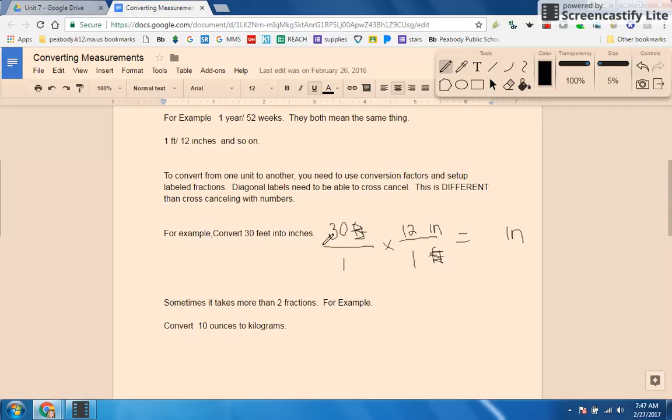Now we just multiply fractions like you normally would. Numerator times numerator, denominator times denominator. So 3 times 12 is 36, and then I'll put a 0 at the end. So that means 30 feet is equivalent to 360 inches.